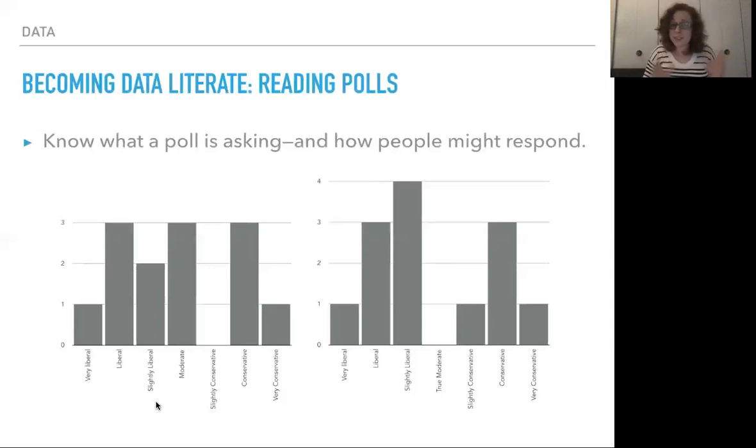But even if we assume everyone has the exact same view of what liberal and conservative means, how do we know what distinguishes very liberal from slightly liberal or just liberal, right? How do you know if you're conservative or very conservative? It's actually a really hard question to answer. There's no sort of objective measure.